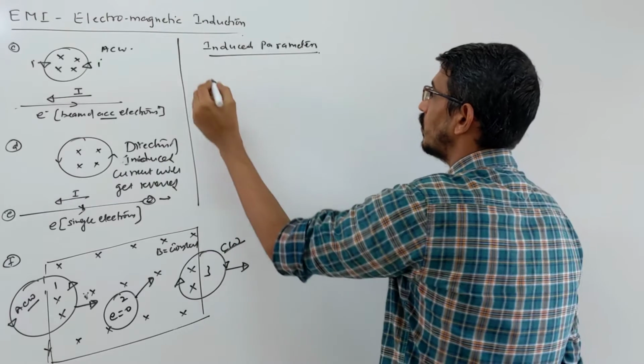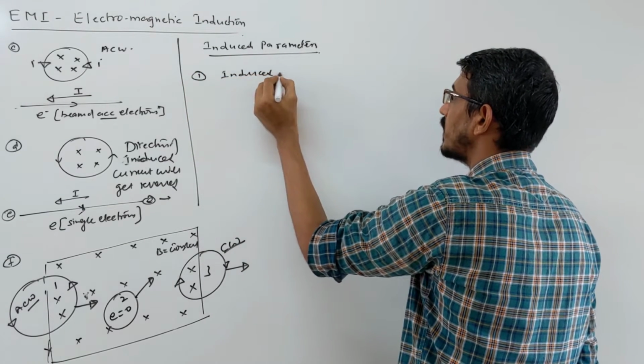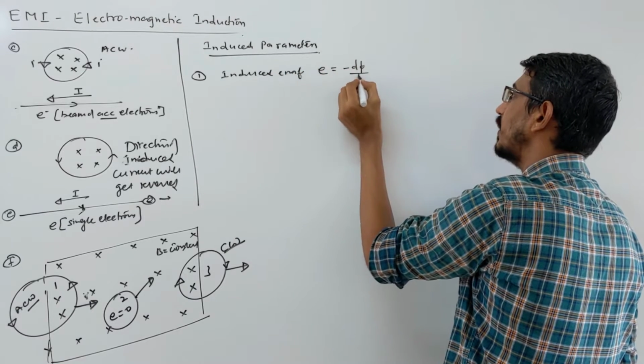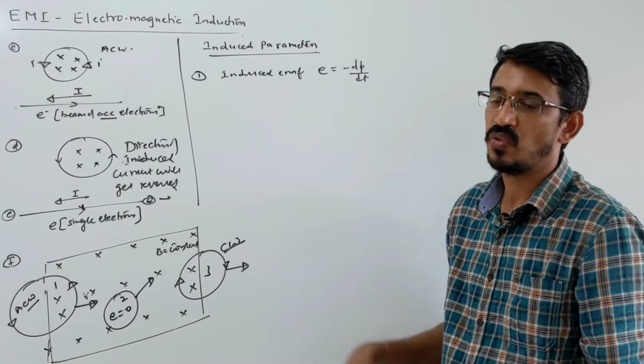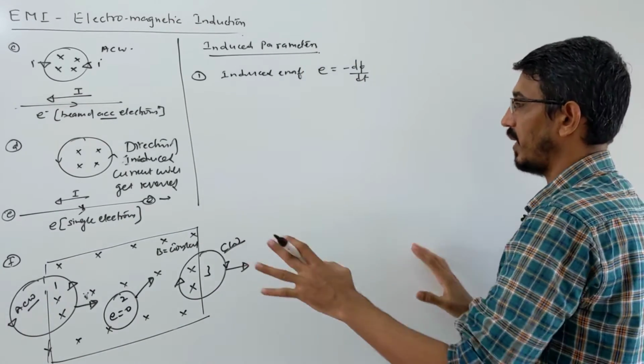Okay, so once more, first thing, induced EMF you already know. So E is equal to what? Minus d phi by dt. We have understood this is the equation. So phi we have to put, which is n B dA cos theta. Something will be changing. I will give all numerical examples based on this.